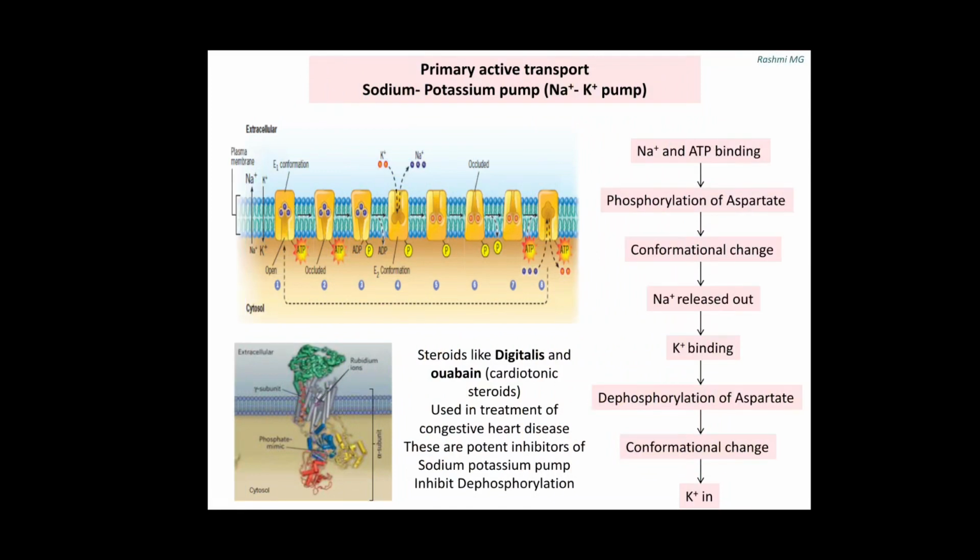Certain steroids like digitalis and ouabain, which are known as cardiotonic steroids and also called cardiac glycosides, are potent inhibitors of the sodium potassium pump. These compounds inhibit the dephosphorylation of the sodium potassium pump when applied on the extracellular face of the membrane. These cardiotonic steroids are used in the treatment of congestive heart disease because they increase the force of contraction of heart muscle by inhibiting the sodium potassium pump.